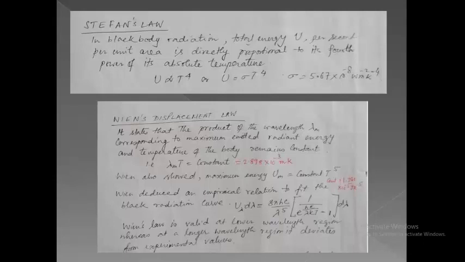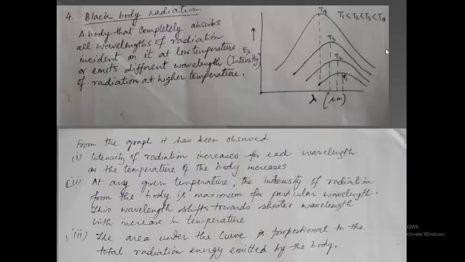Now, what physicists at that time were trying to find out was this. If you just go back to the curve, you will find that with the wavelength, the energy density increases, reaches a maximum, and decreases.